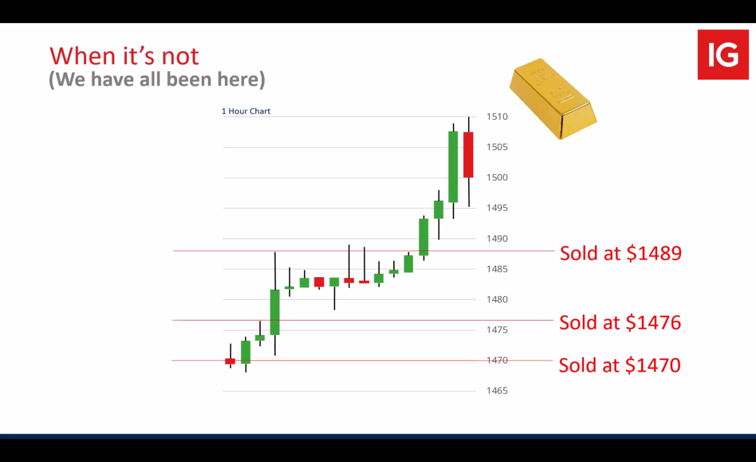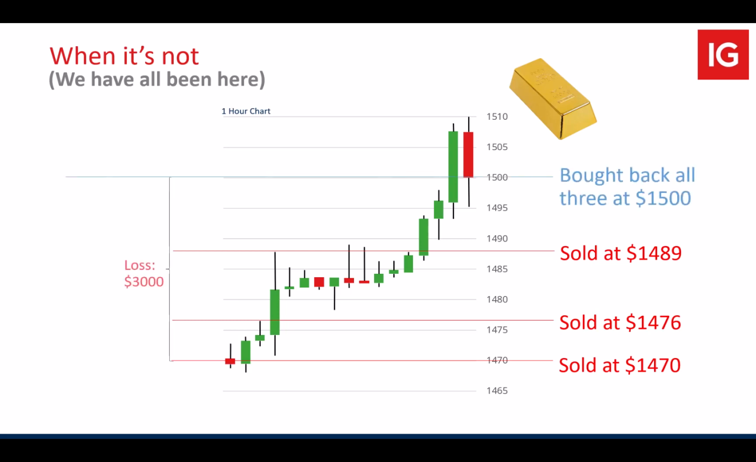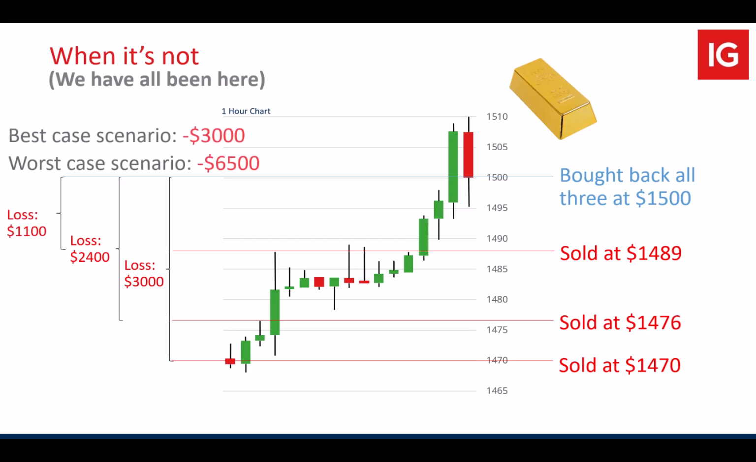You do get volatility, you do get an eventual move or trend to a new zone, and that just means that if, in this example, we're buying them back, say at $1,500, we're taking on losses on each and every one of those lots. Best case scenario, if you only had one lot open, 3,000. Worst case, we're losing 6,500.